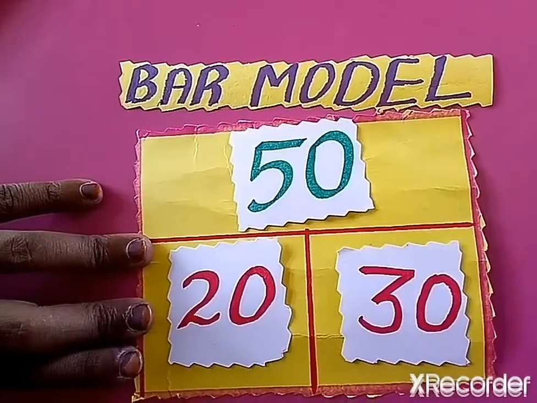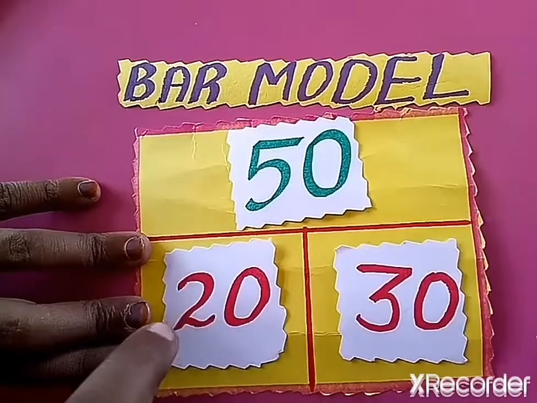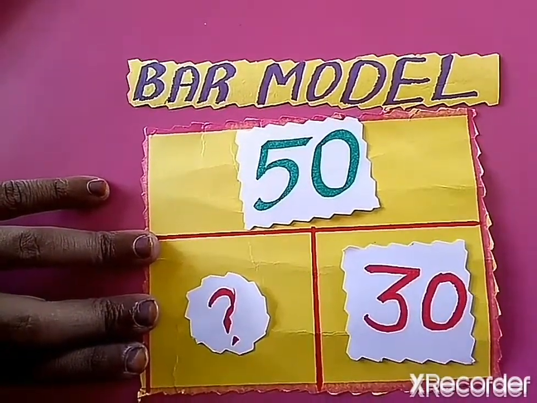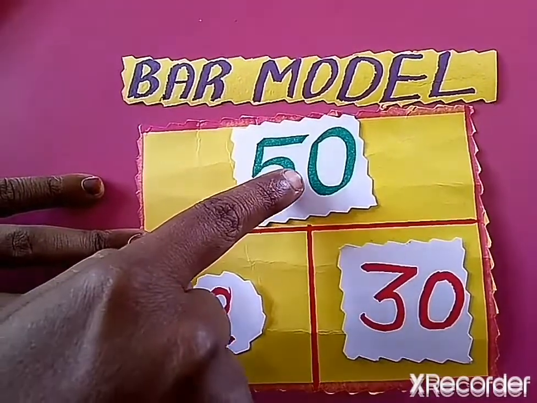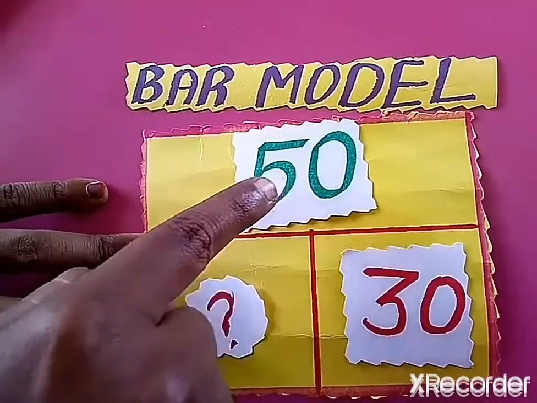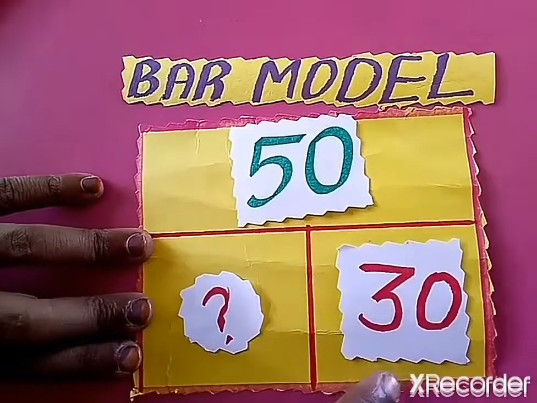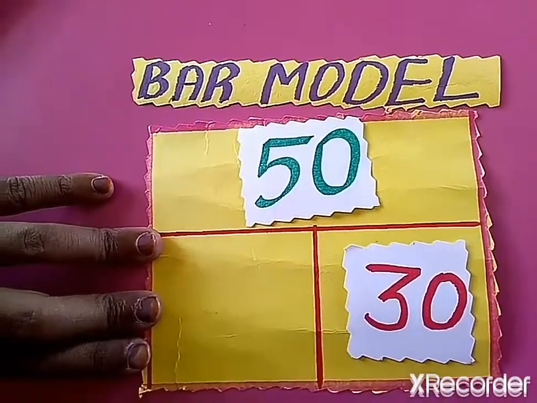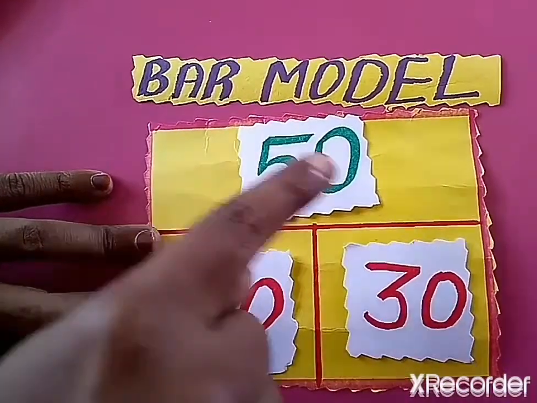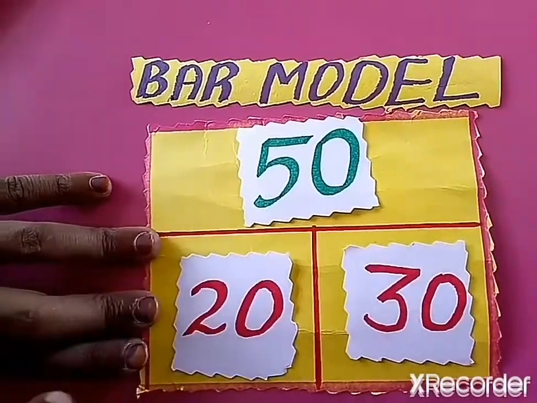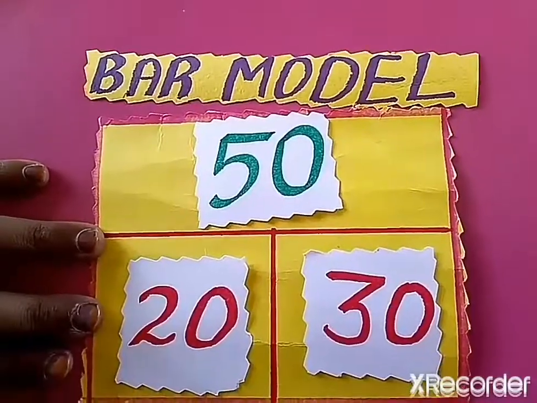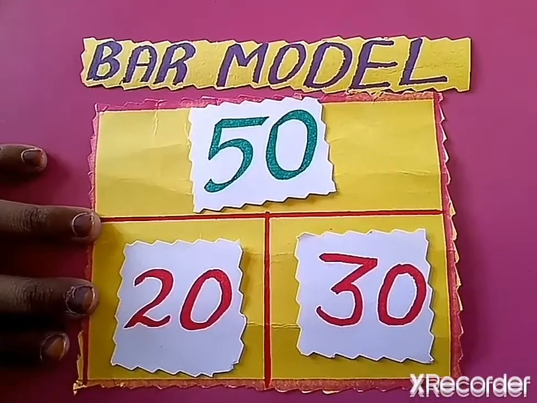Correct? Again, one more example. Suppose I don't know this part number. What is this part number I don't know means how will I get? Yes, again from the total 50, that is from the whole number minus this part number. So 50 minus 30 I get 20. Correct? So you understood the relation between the numbers in the bar model. So now let us see few more examples using bar model.